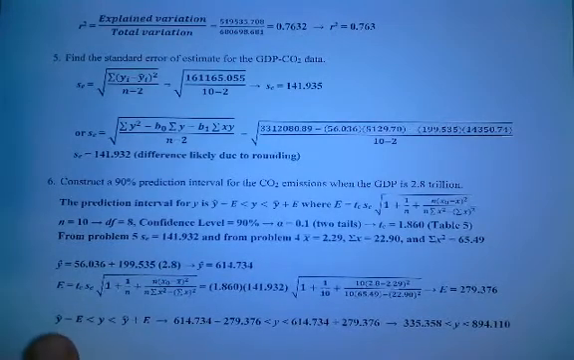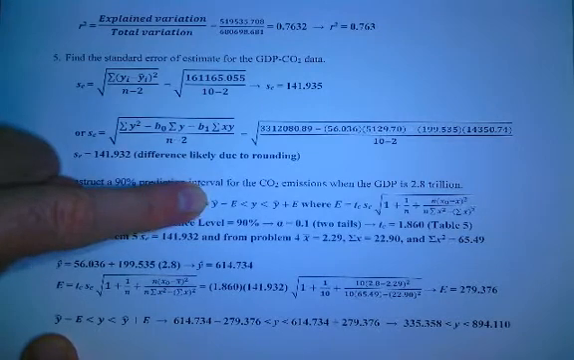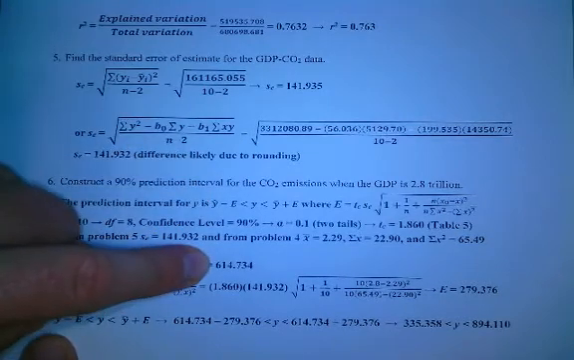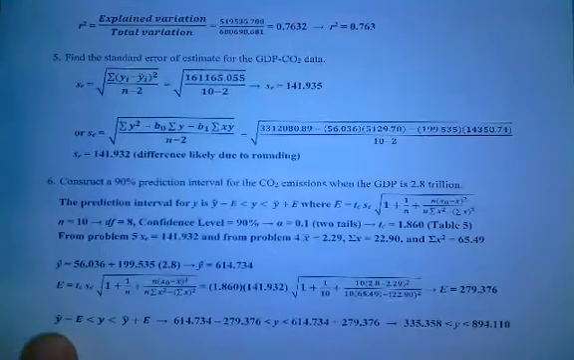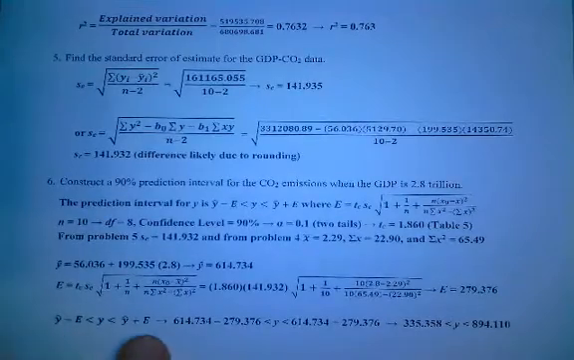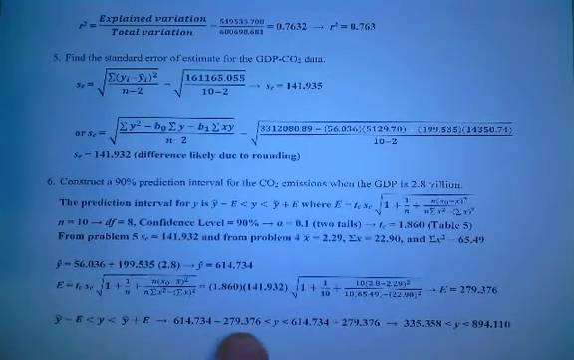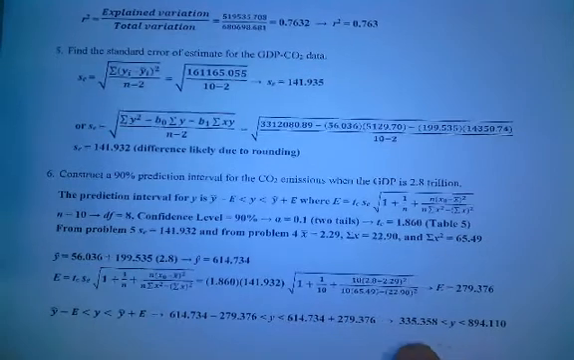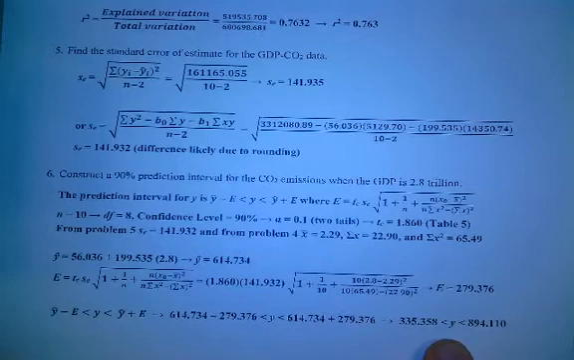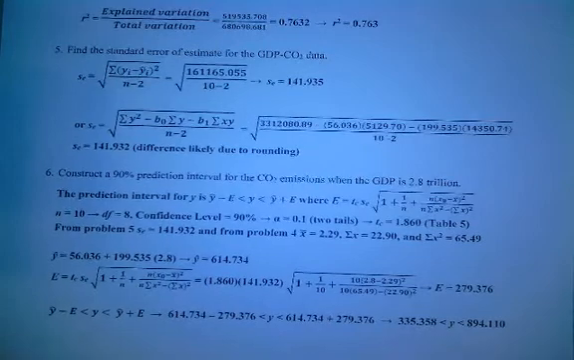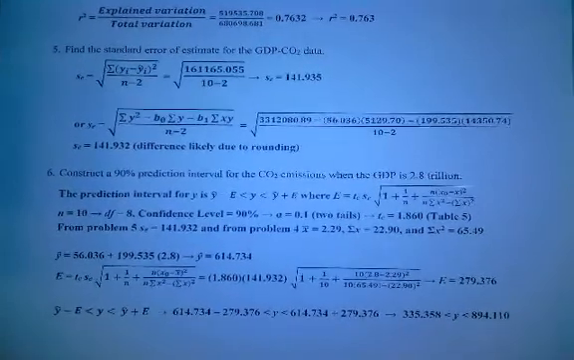So, the y hat, the point estimate for this, was 614. So 614 minus 279, 614 plus 279, and here is our interval. And so we would say we have 90% confidence that the value of y will be in here for an x value of 2.8 trillion in GDP. And that is section 3.